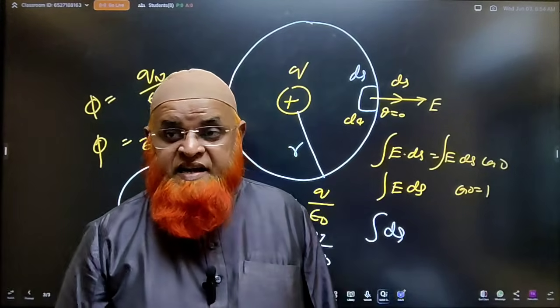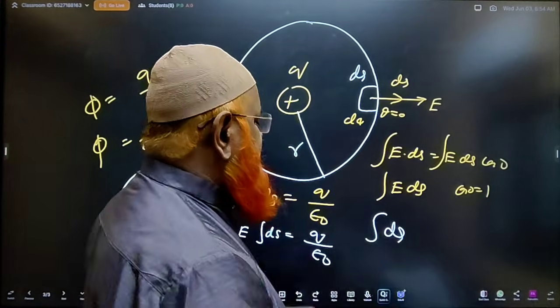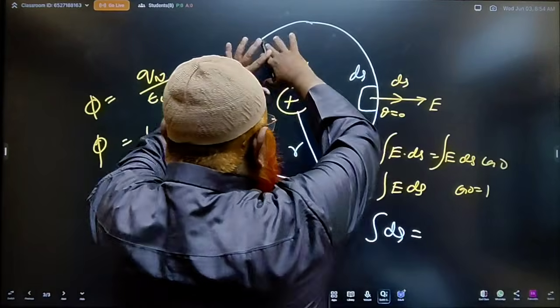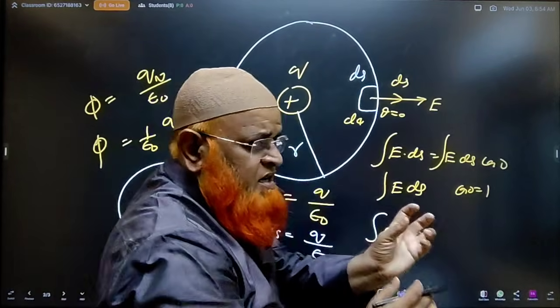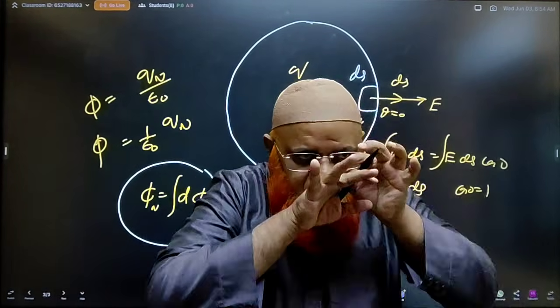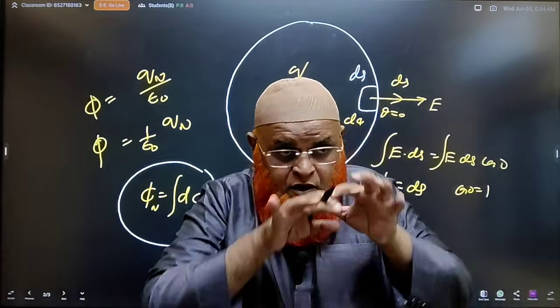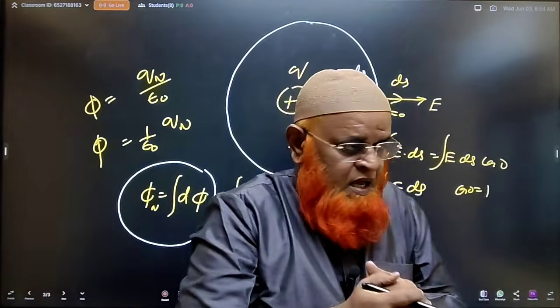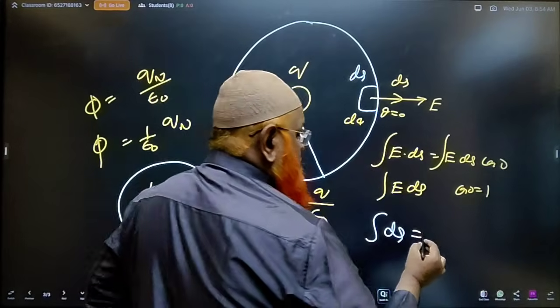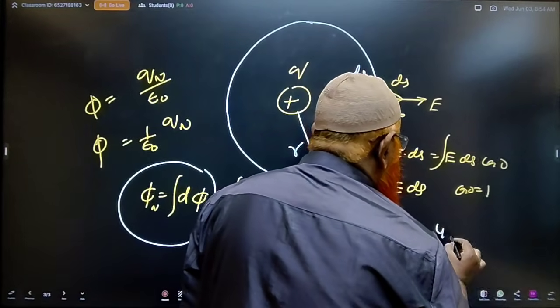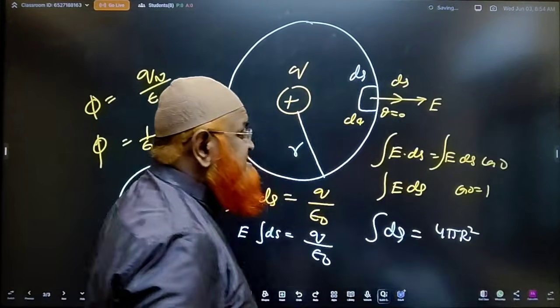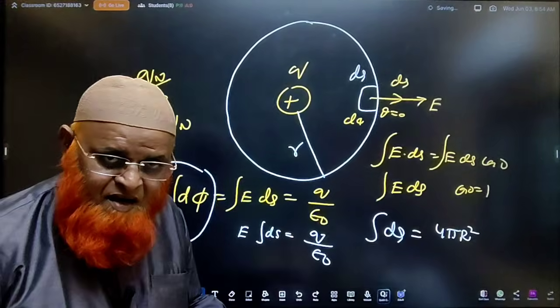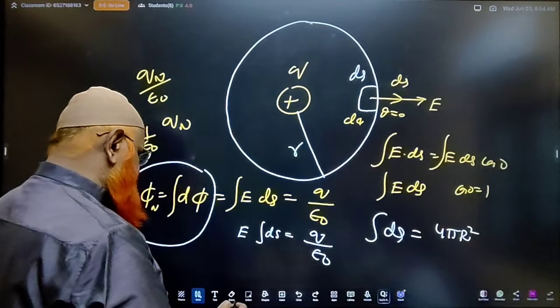That is called integration. So if I integrate dS, what are you going to get? Total surface area of an imaginary sphere. Because this is a single charge, surrounding that single charge it is a sphere, an imaginary globe of field. So if I integrate dS, I am getting 4 pi r square, which is called the surface area of a sphere.